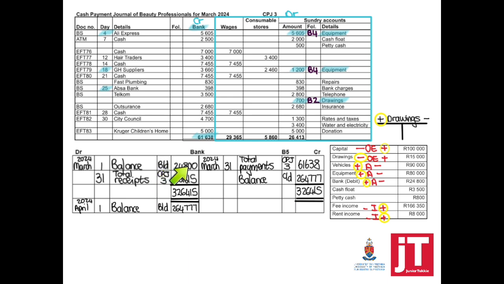Again, we start with step number 1, the opening balance. Step number 2, posting from the cash receipts journal and the cash payment journal. Last step, calculate your new balance for the next month, which is April.